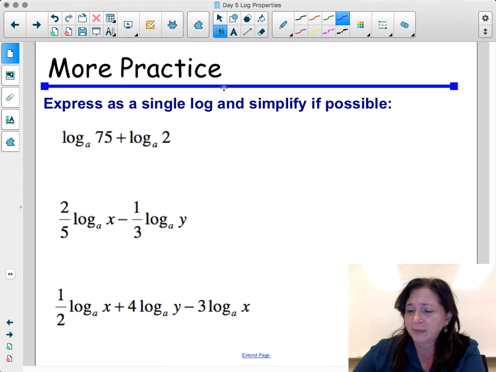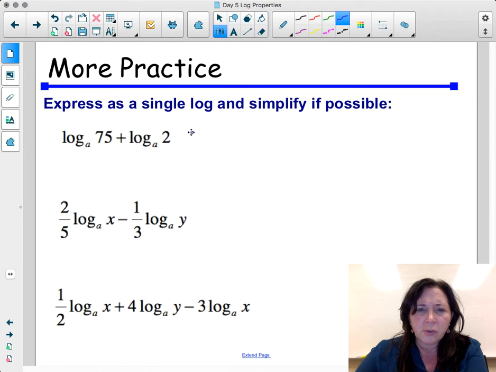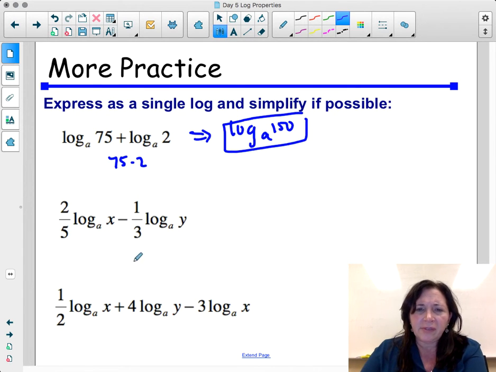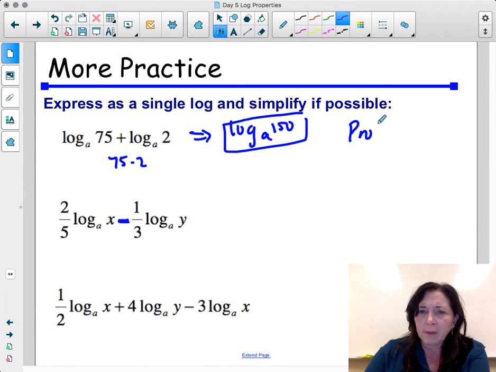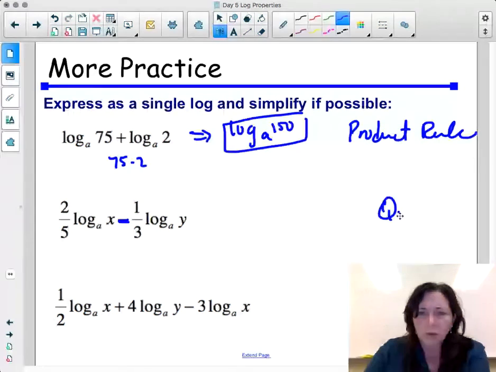We have log base A of 75 plus log base A of 2. So we're just going to simplify this into log base A of 75 times 2, which is 150. And then we're done. All they want us to do is simplify as a single log. So for this one right here, see this minus sign? That's a big clue that I'm going to be using the quotient rule, where here I used the product rule. That's the product rule. This is going to be the quotient rule.